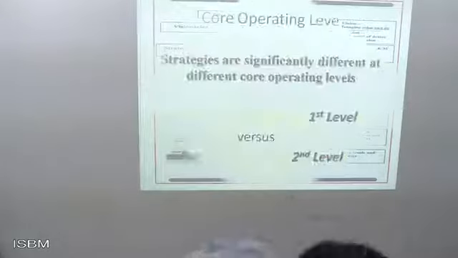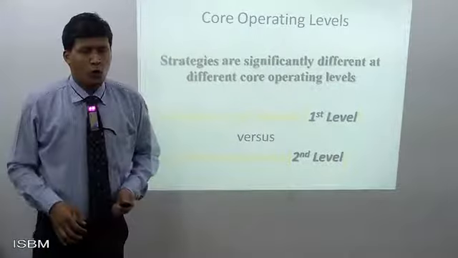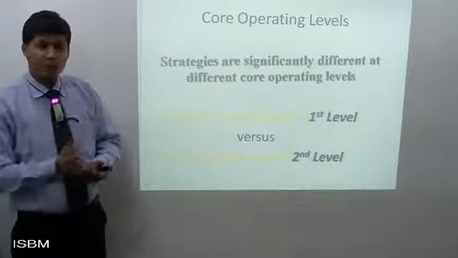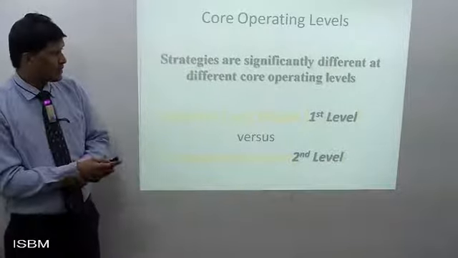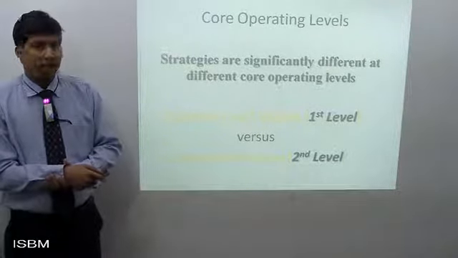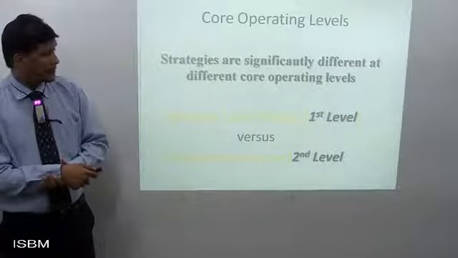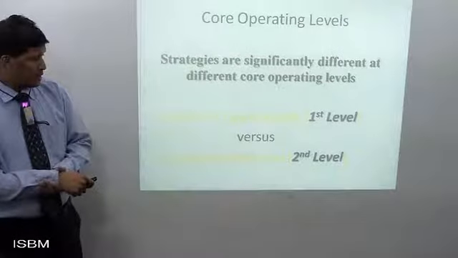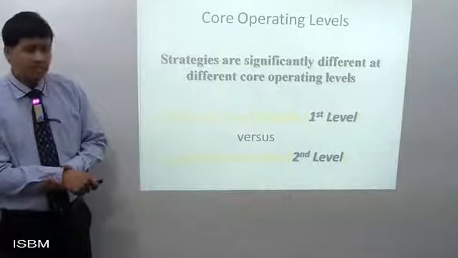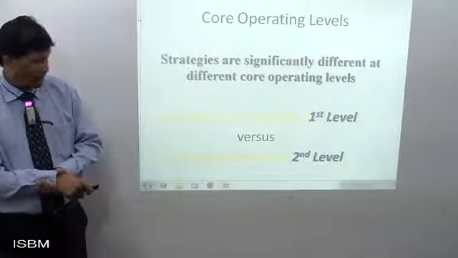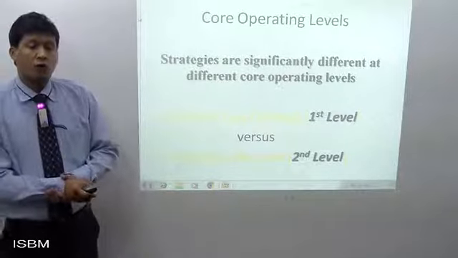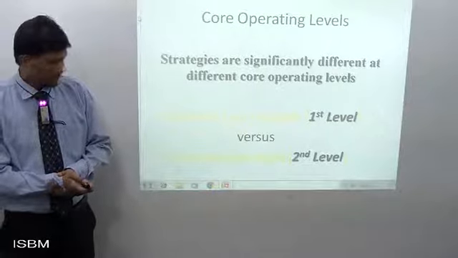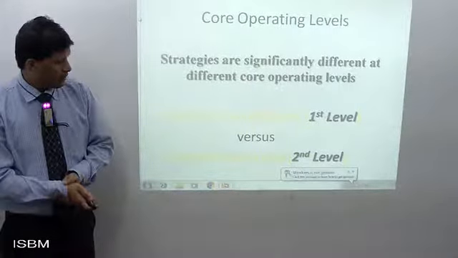Then we are looking into the core operating levels. So there are few operating levels that are important, and the operating level, since it's a moving one, shows its significance. It means that strategies are significantly different at different core operating levels. They're different. It means the strategies at the business level is different at level 1 versus the conglomerate level. They're different, and you'll find how strategies they're different, and the difference we'll find it very fast.